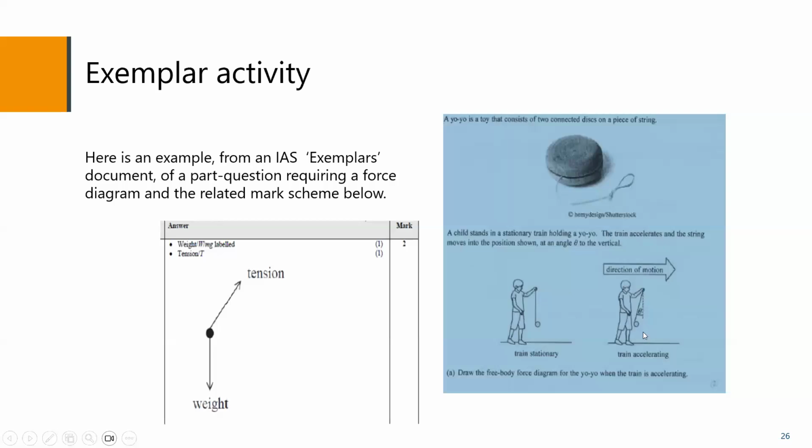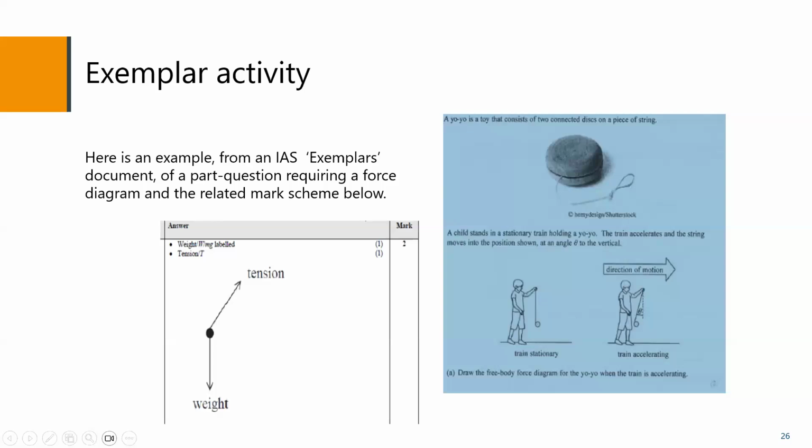Okay, here's the mark scheme over on the left. It says one mark available for weight or W or mg labeled, and a second mark for tension. And the mark scheme also included a diagram to indicate what we're looking for.